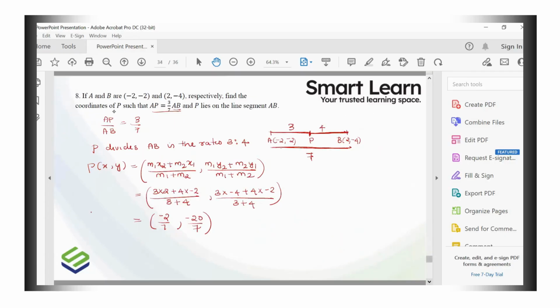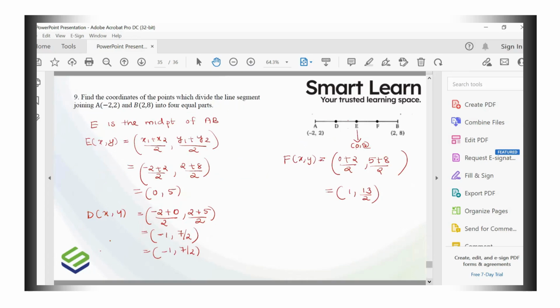Then A and B are given. Find the coordinate of P such that AP is 3 by 7 AB. So, P is a point. Here they are saying AP is 3 by 7. That means AP by AB equal to 3 by 7. AB is the full thing. So, that is 7 and AP is 3. So, what will be PB, children? It will be 4. So, our ratio is 3 is to 4. So P of x comma y, you can use the formula m1 x2 plus m2 x1 by m1 plus m2 comma m1 y2 plus m2 y1 by m1 plus m2. Then substitution.